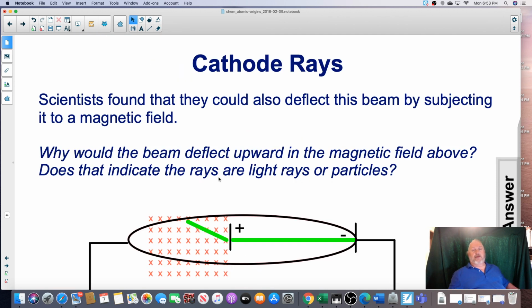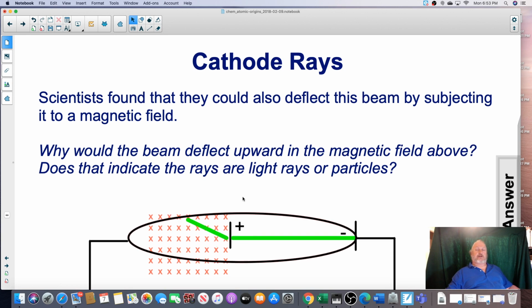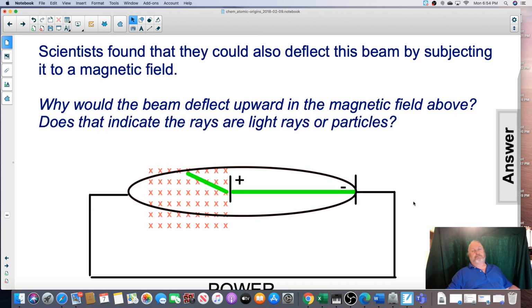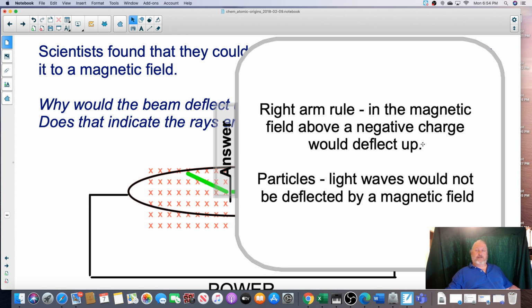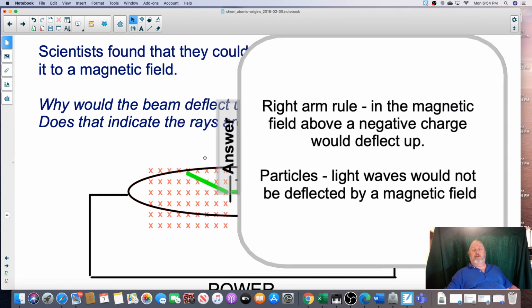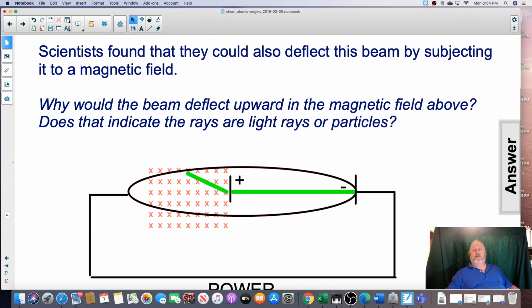Scientists also found that they could deflect the beam by subjecting it to a magnetic field. Why would the beam deflect upwards in the magnetic field above? Now, does this indicate that the rays are particles? The right hand rule, when you take physics, you'll understand. In the magnetic field above, the negative charge would deflect up toward the positive end of that magnetic charge. So these are particles, because light rays would not be deflected by a magnetic field.